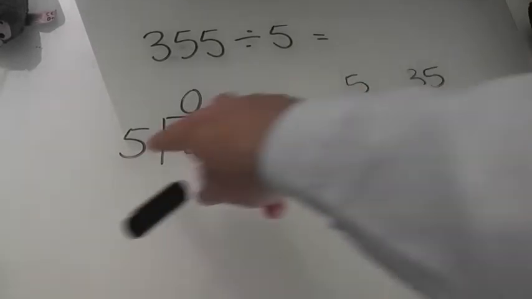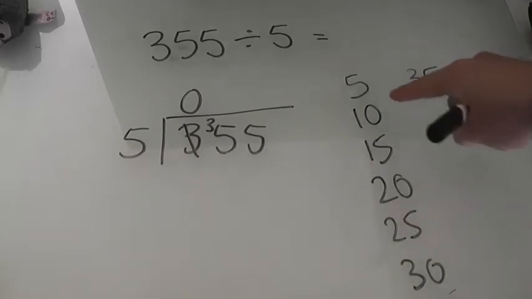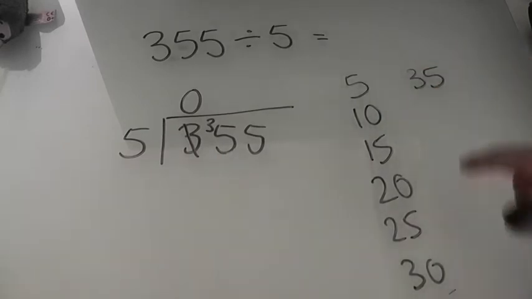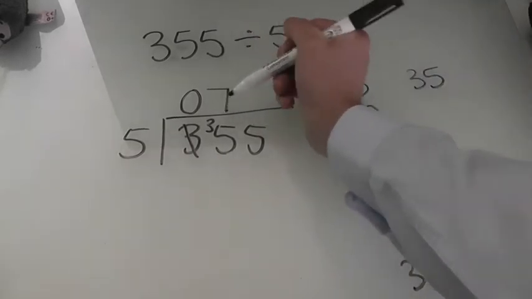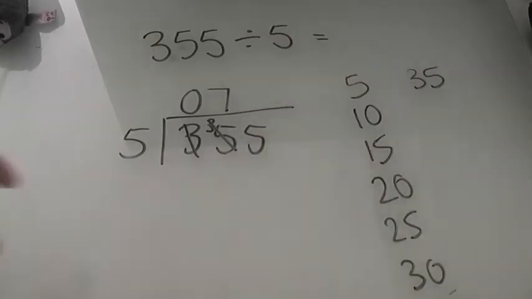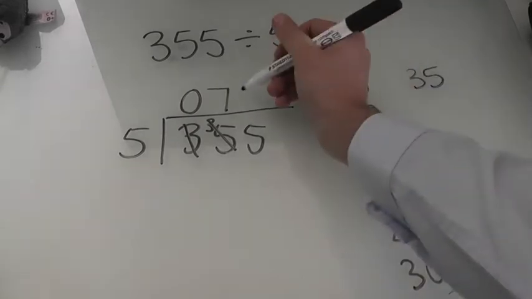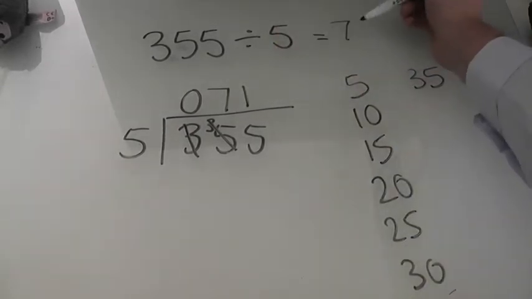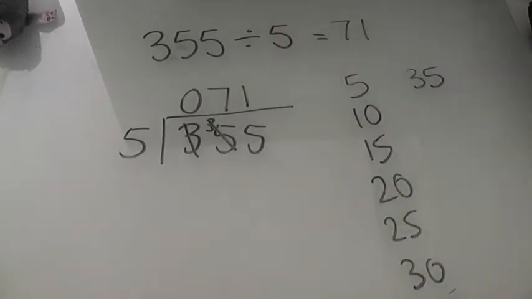Okay, so how many 5s go into 35? 1, 2, 3, 4, 5, 6, 7. 7 times 5 is 35. Cross it out. Now we've got how many 5s go into 5? Of course we know that's 1. So there is our answer, 71. So 5 goes into 355 without any remainders.